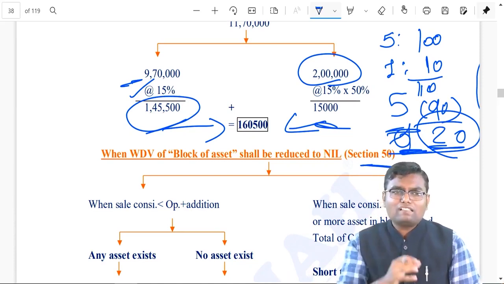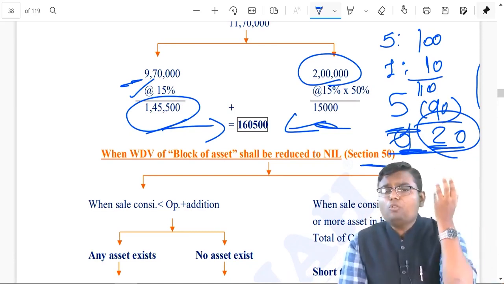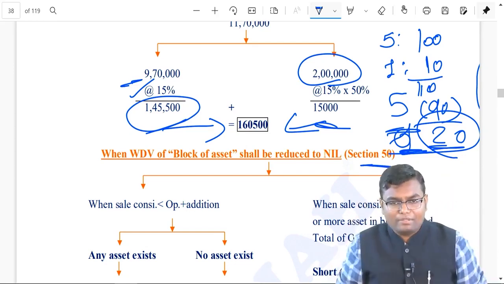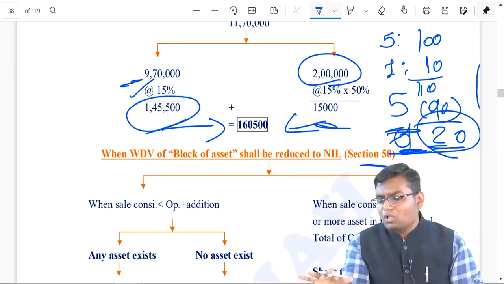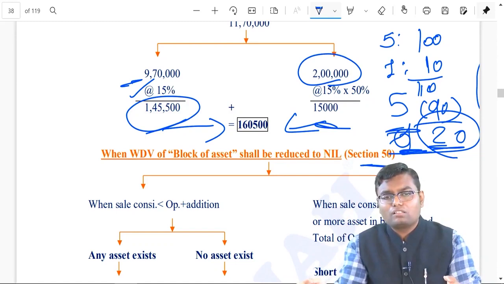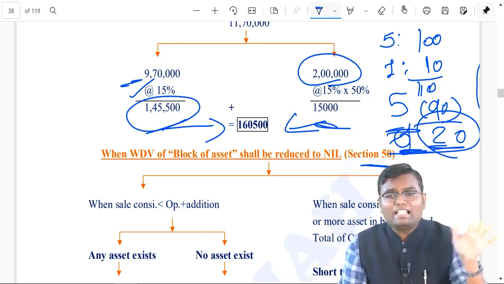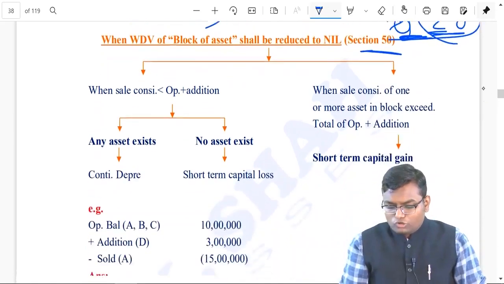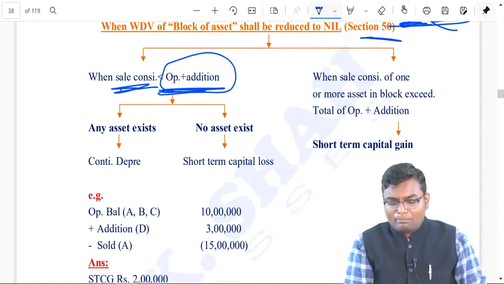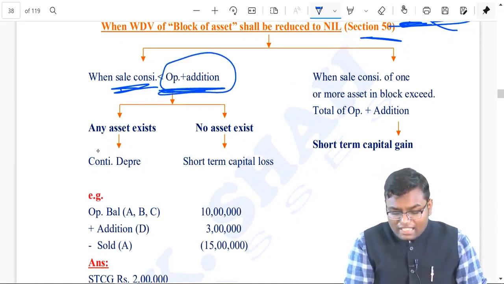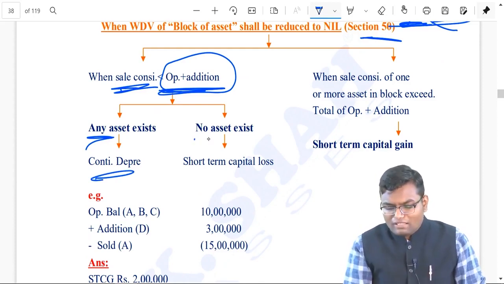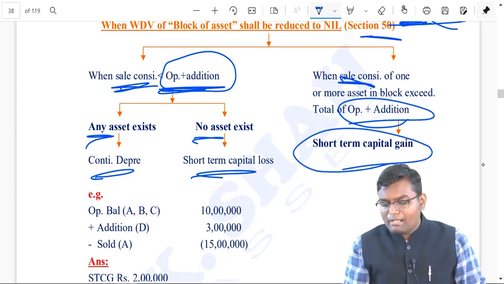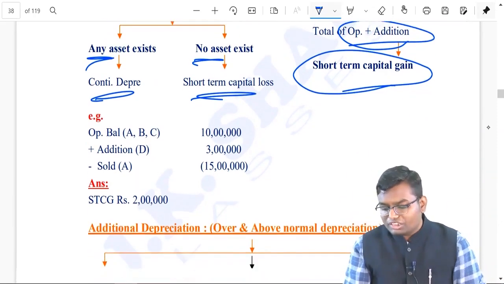So let me give you the crux. If you have an asset in the block along with a positive value in the block, continue depreciation, there will be no capital gain. But if there is no asset in the block, even though there is some value, short-term capital loss. If you have an asset in the block but there is no value remaining, the value becomes negative, short-term capital gain. So if the sale consideration is less than your block value, see whether any asset exists, continue depreciation. If no asset exists, short-term capital loss. If your sale value is more than your block value, the negative value will become short-term capital gain. But in this year, you will claim no depreciation because the block becomes 0.